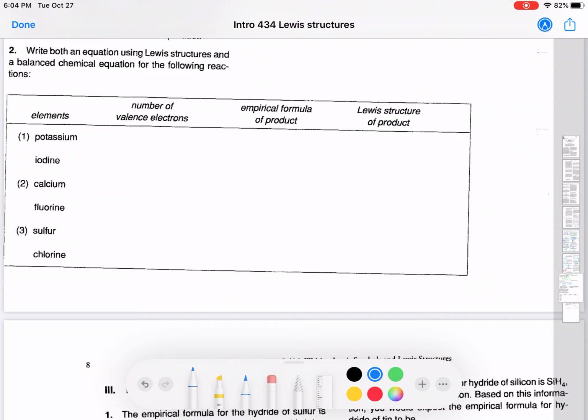Sulfur is in group 6. And then the chlorine again, each chlorine is 7. And then with 2 chlorine, it would become 14. So the empirical formula, since sulfur is 6, it needs 2 chlorine atoms to make it an octet. So sulfur would be in the center, the 2 chlorine atoms.